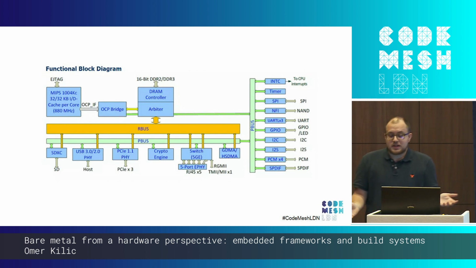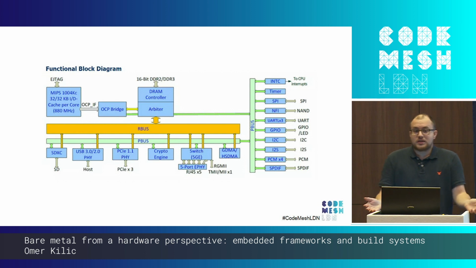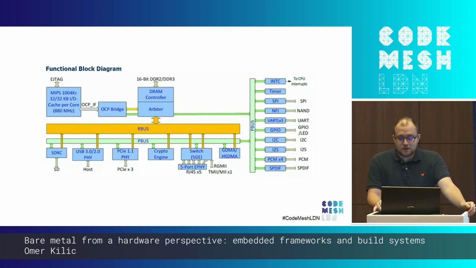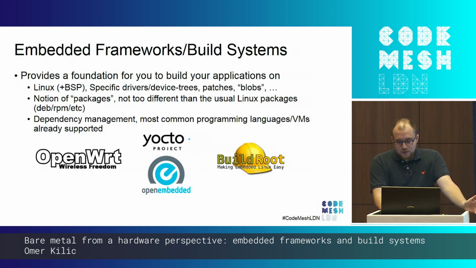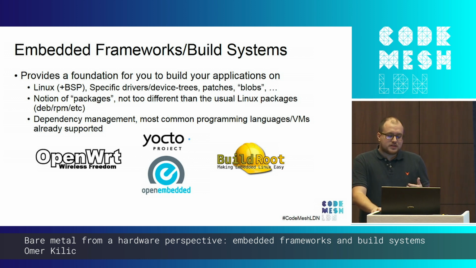The main difference is that you can get one of these chips for about $3, and it's a Linux-capable device that can run a lot of very complex stuff in your home. So in terms of software, we mentioned that you're probably not going to run Ubuntu on a volume device which has 8 megabytes of flash. This is where embedded frameworks and build systems come in.